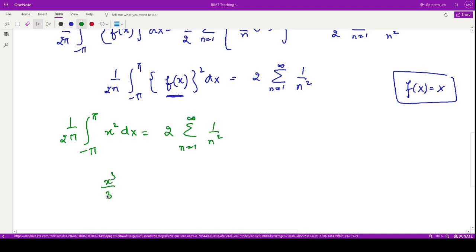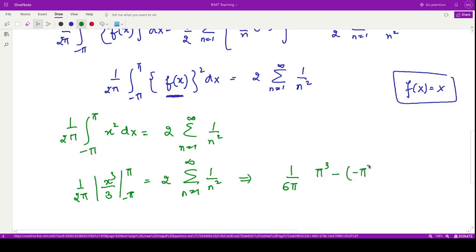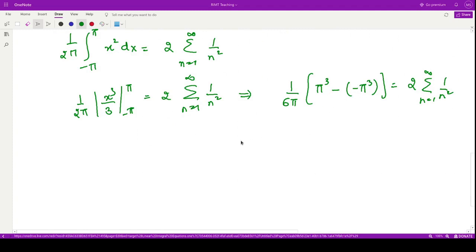So when you perform this integration, you have x cube, where the limits vary from minus pi to pi, right? And you have 1 by 2 pi as such, equal to 2 summation n varies from 1 to infinity 1 by n square. So when you substitute the limits here, you have 1 by 3 would be taken out, so you have 1 by 6 pi. So you have pi cube minus of minus pi cube, right? And here on the right hand side, you have the term as such. So now this becomes 2 times of pi cube.